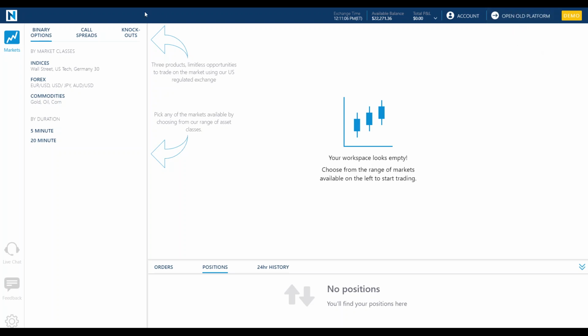All right, when you do log in, you'll notice that we've got our products: binary options, call spreads, and knockouts. This is what I'm going to cover, binary options and knockouts. I will also mention call spreads. It tends to be a slightly more advanced product, and I'll explain why. It's important that I will cover that as well.